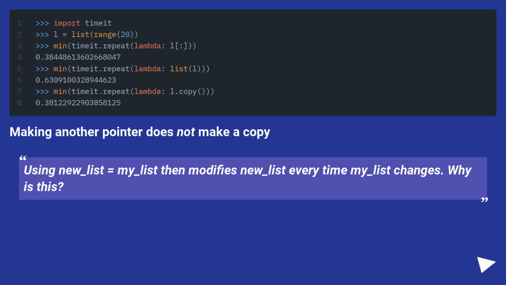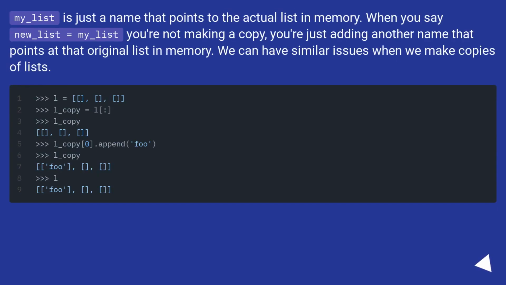Making another pointer does not make a copy. Using new_list = my_list then modifies new_list every time my_list changes. Why is this? my_list is just a name that points to the actual list in memory. When you say new_list = my_list, you're not making a copy, you're just adding another name that points at that original list in memory. We can have similar issues when we make copies of lists.